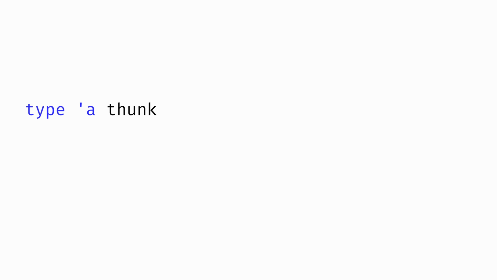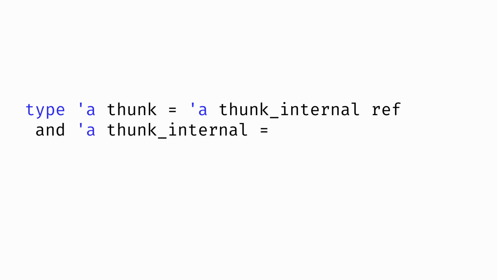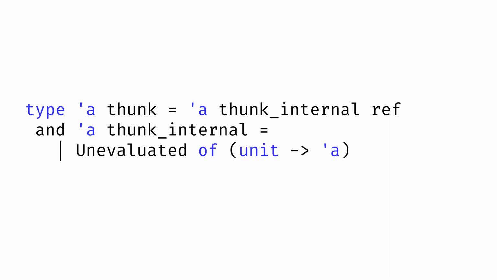That means we need mutability, so we'll define our alpha thunk to be a reference to an alpha thunk internal, where a thunk internal can exist in one of two states. It might be unevaluated, in which case it's going to store some function that will compute a value of type alpha, or we might have evaluated it, at which point it's just going to store that value alpha.